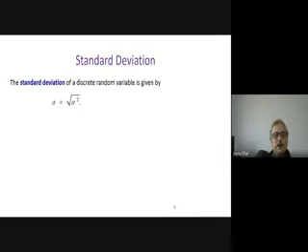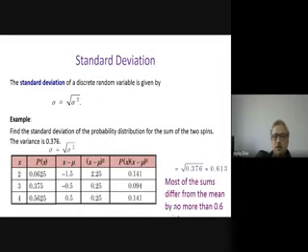Now standard deviation is the square root of the variance. Once we know the variance, we just take the square root of that, and that will give you the standard deviation. In this experiment, the standard deviation is approximately 0.613.